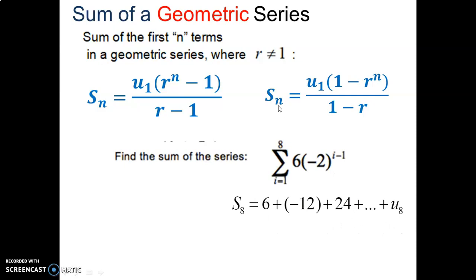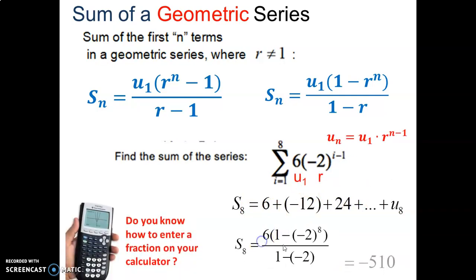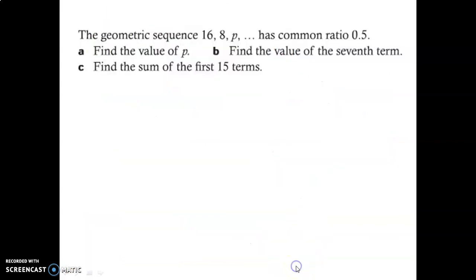We ended with a problem where we had a geometric sequence here and we were looking for the sum. So here's the sum, but we used the formula to find out the sum was negative 510. Again, I showed you how to make a fraction on your calculator. Everything else here you should have been able to punch in there. Let's take a look at the next problem.